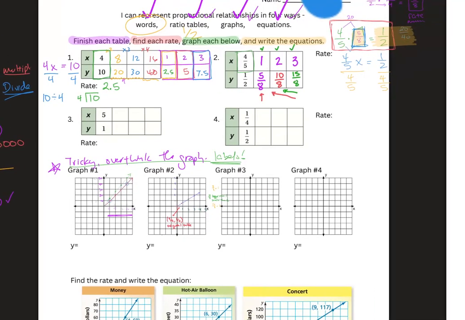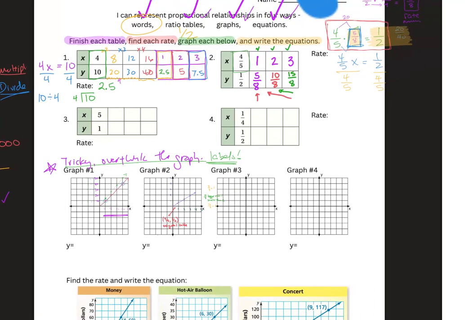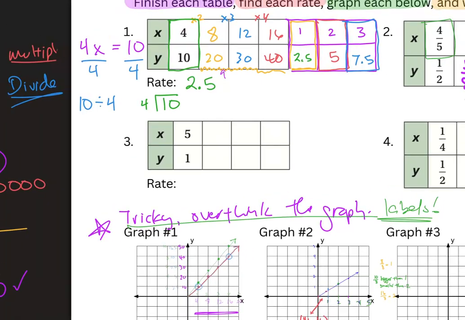And now we're reaching the part, only 15 minutes into the video, where I'm going to now do tables 3 and 4. So, table number 3. 5 times some number gives us 1. Well, so I'm going to do 1 divided by 5, which there were people in class today who said that cannot be done. It can be done. 5 goes into 1 0 times, but there's a decimal. How many times does 5 go into 10? 2 times. The rate is 0.2.